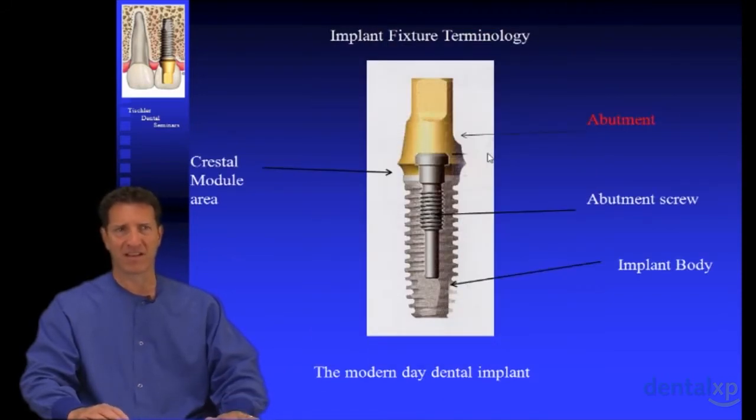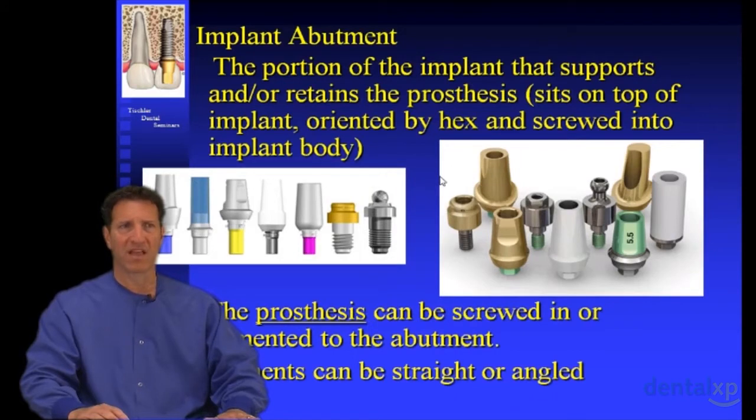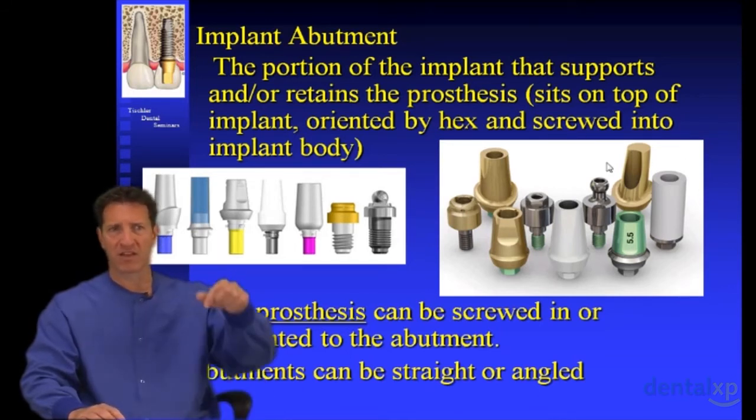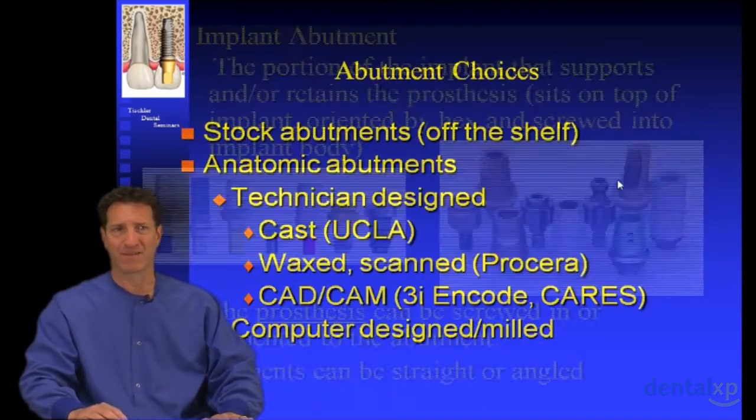So that's the implant body. The abutment is the part that screws into the body of the implant, and it supports or retains the prosthesis which sits on the implant. And this is oriented by a hex or another type of design, and it's screwed into the implant body. So there's different choices of what you could screw into the implant body, and I show them here. There's different attachments, and so what's going on here? What are all these about? Well, this really is dependent on what you're doing in the end.